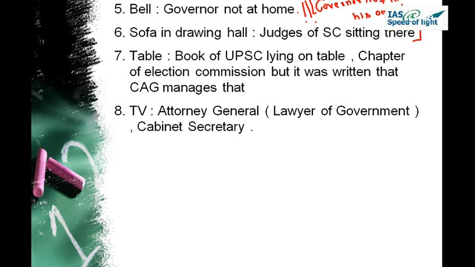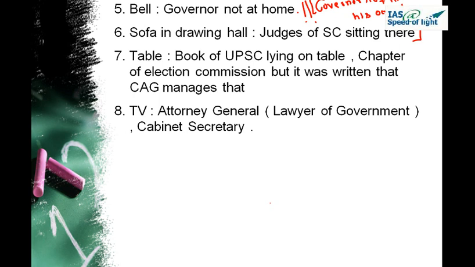Then with the sofa, what we have generally in the drawing room is the table. With the sofa we have a table where we give some snacks to the guest. So on the table, one book of UPSC. That may be any book. That may be Lakshmikant, or that may be DD Basu. So that book is lying on the table, the table of your drawing room. So you first used the doorbell. With the doorbell we associated governor is not at home.